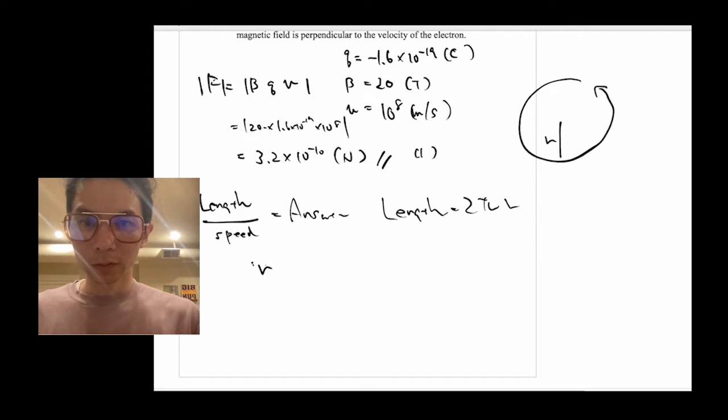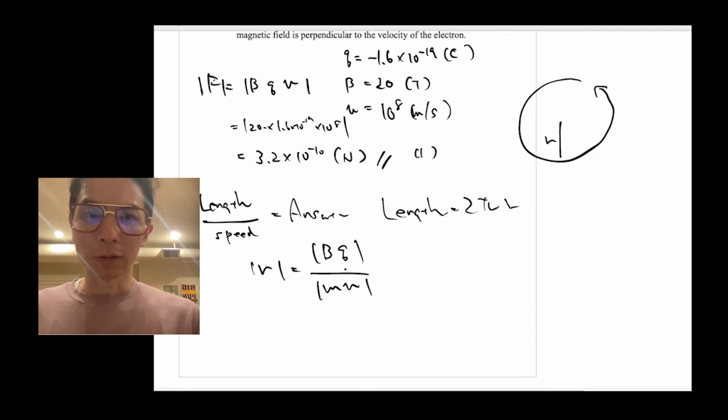So r equals bq divided by mv, right? And again, if you plug a negative number into this q, you're going to get a negative number for r, which is kind of possible, but it's kind of confusing. So let's put the absolute value here, and basically what you have to do is just plug all the numbers in here.